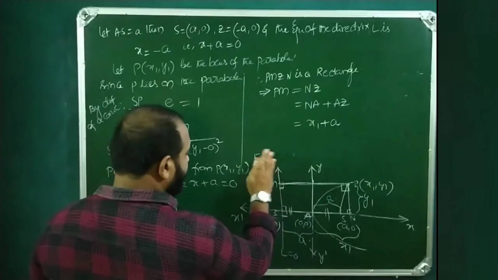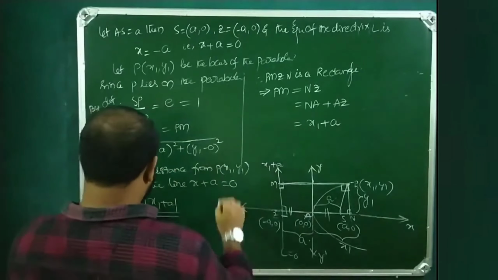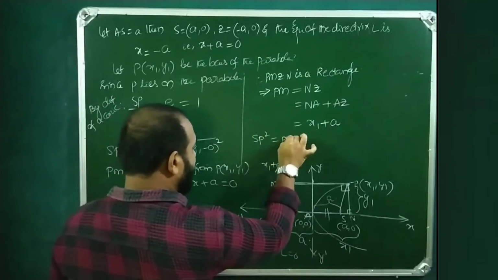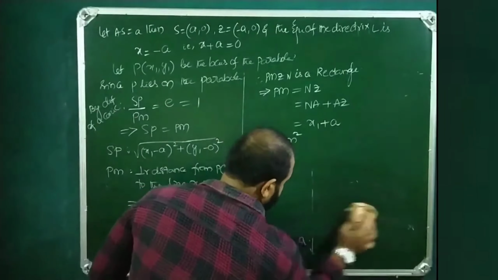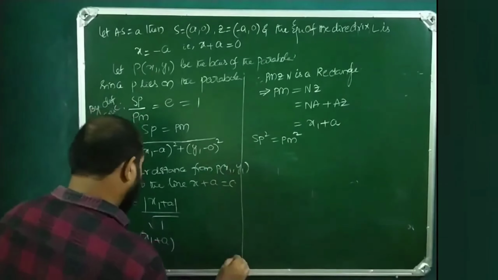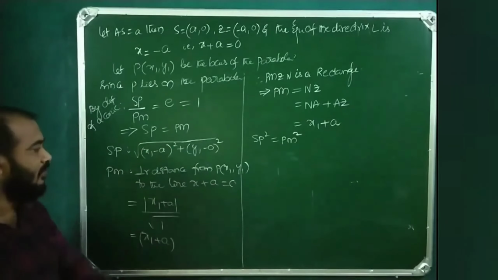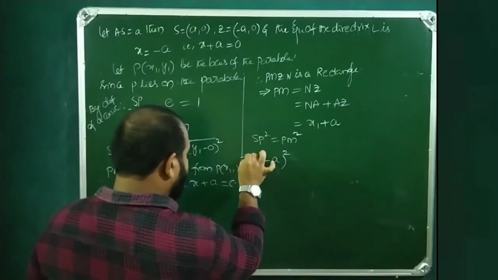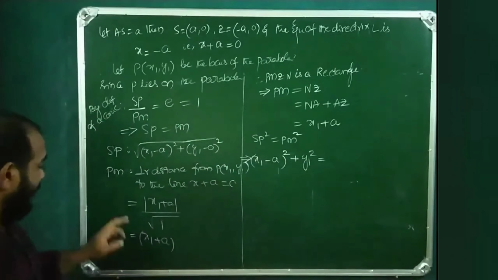Now, from this SP is equal to PM. If you square both sides, SP square equals PM square. What is SP square here? SP square is this. SP is this, SP square is squared and the root will get eliminated. Therefore, we are left with (x1 minus a) whole square plus y1 square is equal to PM.